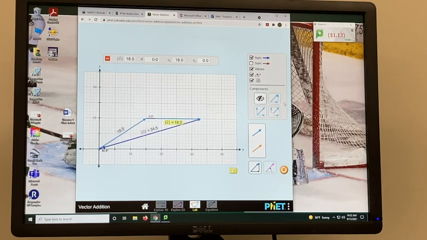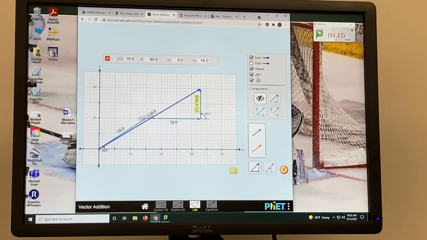If I add a third one, and then tail to head, tail to head, tail to head, tail to head, all right? And make this arbitrarily.